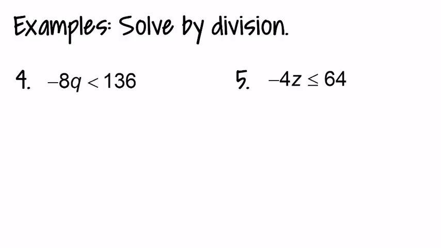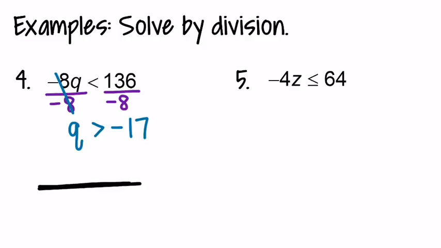So now we're going to look at examples solving by division. In example 4, I have negative 8q is less than 136. Since negative 8 is being multiplied times q, the opposite is to divide by negative 8 on both sides. And same rule as for multiplication: if you multiply by a negative, it flips the inequality. This is true for dividing by a negative. So our inequality is going to flip over. On the left-hand side, negative 8 divided by negative 8 cancels, and I'll be left with q is greater than 136 divided by negative 8, which is negative 17.